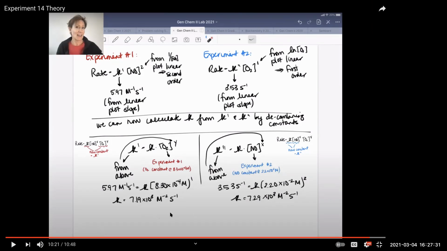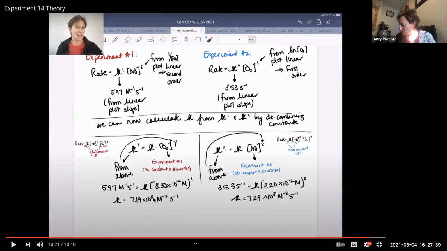For the answer for just regular K on the left side, is that 7.19 times 10 to the third? I think so. That's what I have here. Yep.